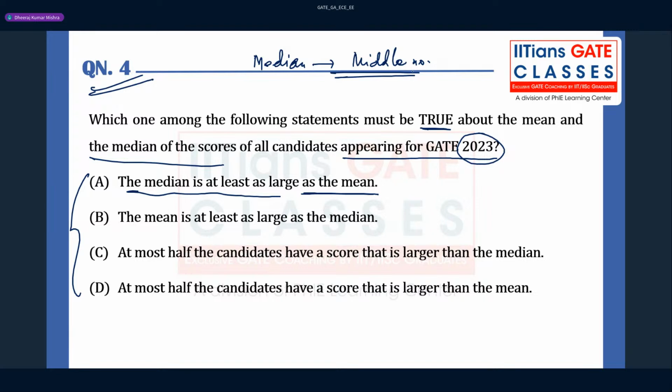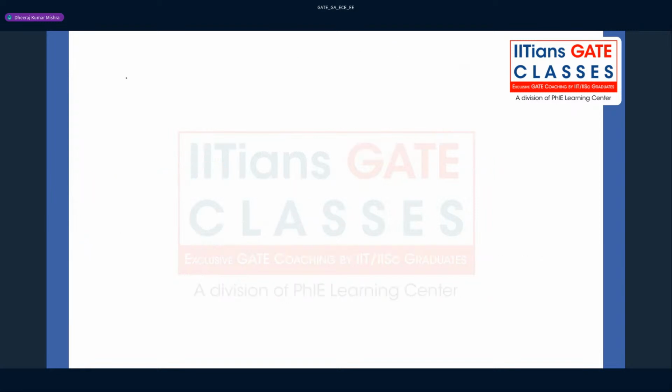And what is the meaning of mean, guys? Mean is nothing but the average, right? So you cannot comment; it is not necessary that the mean is at least as large as the median until the scores are given. So we can't say that. I hope this makes sense to all. This is a very good question that you will find in the paper. This statement is not necessarily true, because the median is nothing but the middle value when the data is sorted. And the mean is nothing but what I can write also, guys.